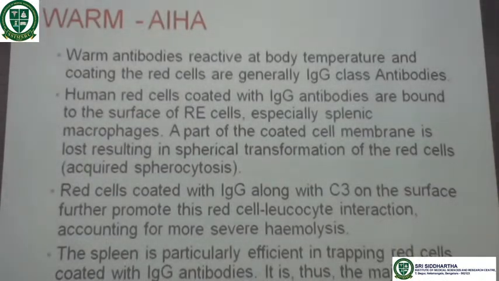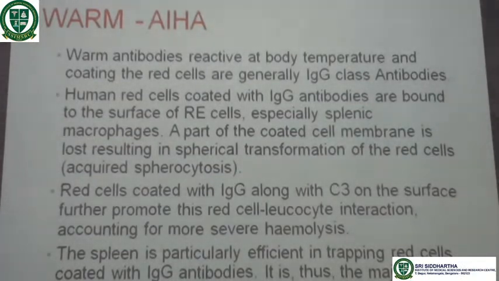What happens in warm autoimmune hemolytic anemia? What is the condition, warm? Here the antibodies react with the red cells at 37 degrees Celsius, and they are of IgG type. These human red cells are coated with IgG antibodies. They bind to the surface of reticuloendothelial cells, especially the splenic macrophages in the spleen. Okay, they take it up and cause phagocytosis and destroy the RBCs.